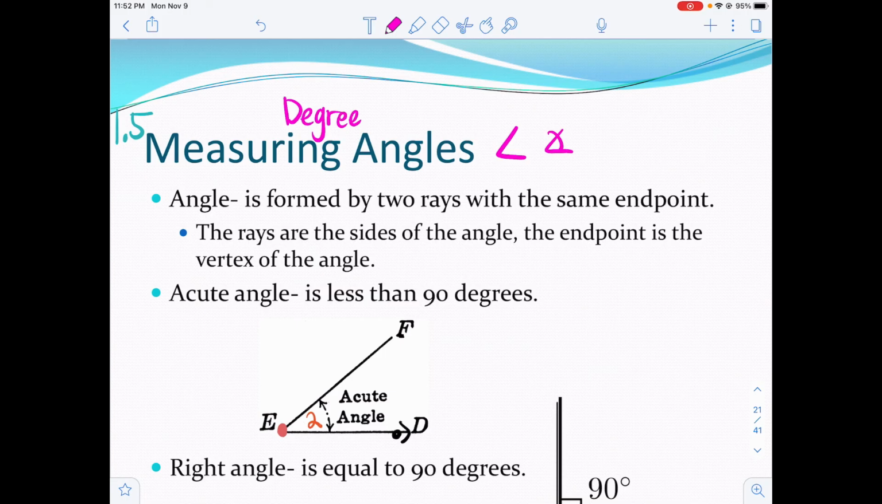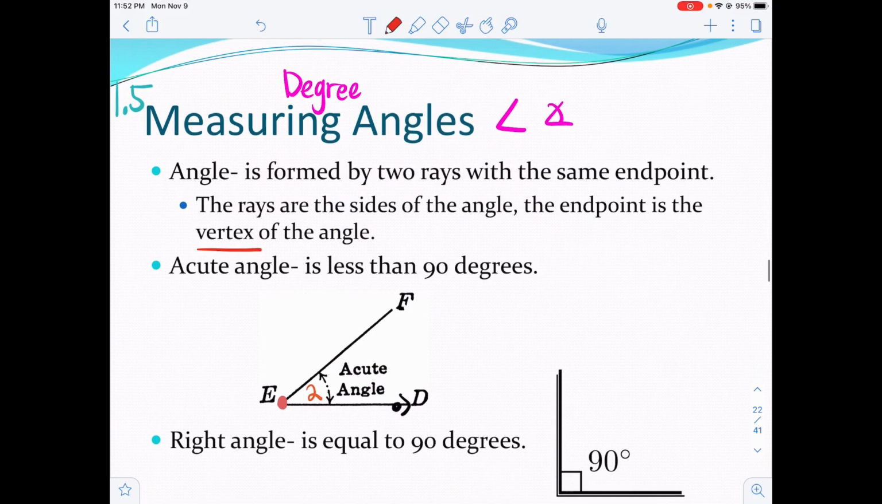Alright, so let's go ahead and talk about what an angle is. An angle is formed by two rays with the same endpoint. So basically they connect at that same endpoint. Now you'll see that the rays are the sides of the angle and the endpoint is the vertex of the angle. This one right here is an important word, so I'm going to go ahead and underline it. Vertex. That's going to come up and we're going to learn what that is in a second.